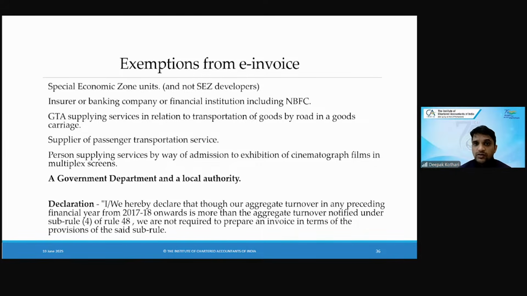However, a person who is raising a normal invoice and his threshold is crossing, but because of this exemption he is not raising an e-invoice, then he has to give a declaration: we hereby declare that though our aggregate turnover in any preceding financial year is more than the aggregate turnover notified, we are not required to prepare an invoice in terms of the provisions of the said sub-rule because of this exemption. So they are not required. That is what declaration they will have to give.